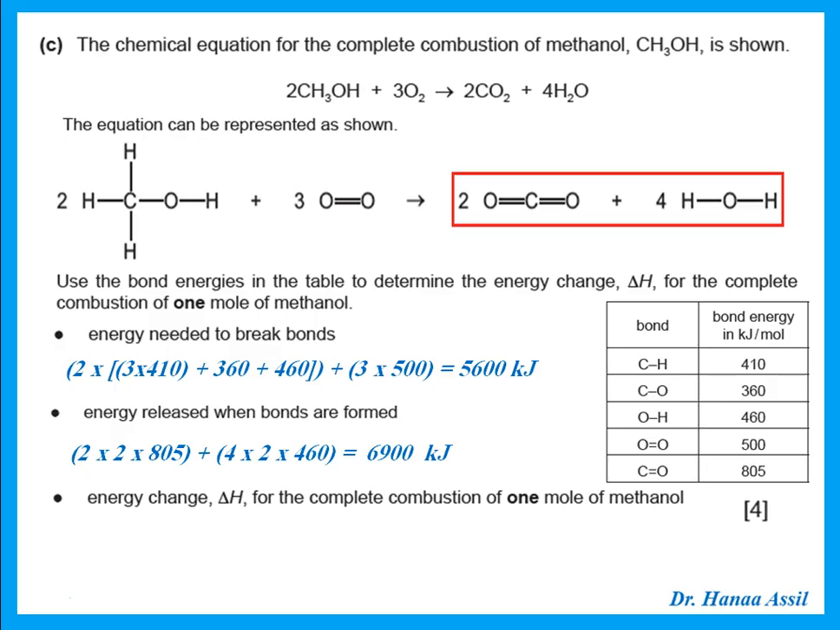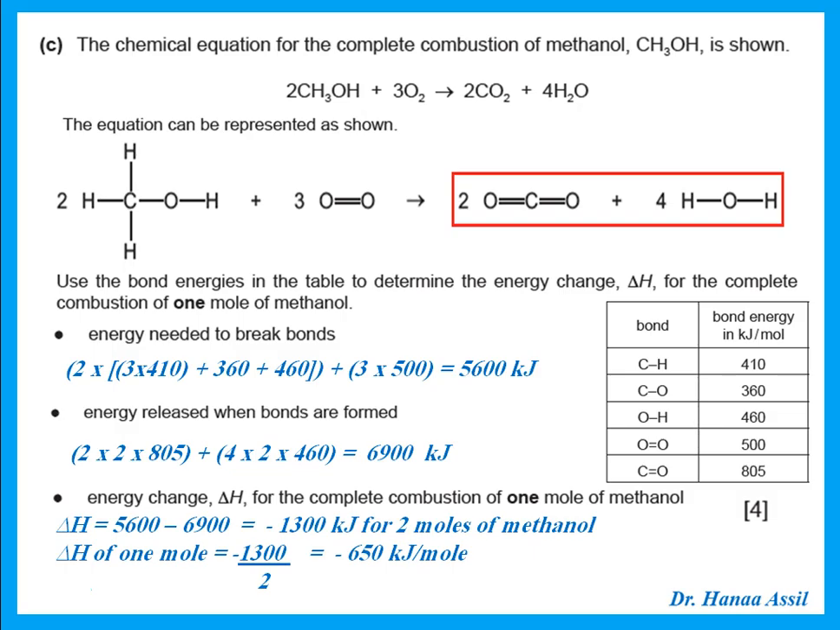Now, how do we get delta H? We said the delta H is the reactants minus the products. And this gives me a certain number, and remember all of this is exothermic, so it does come out to be a negative value. But remember that this is for 2 moles of methanol, so I still have to divide that number by 2 in order to get the delta H per mole, or for 1 mole.